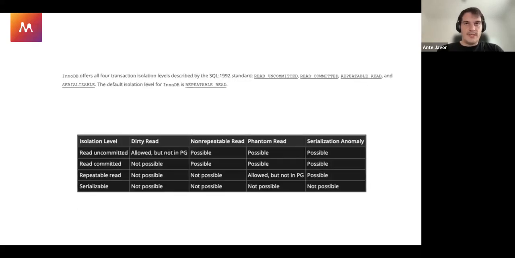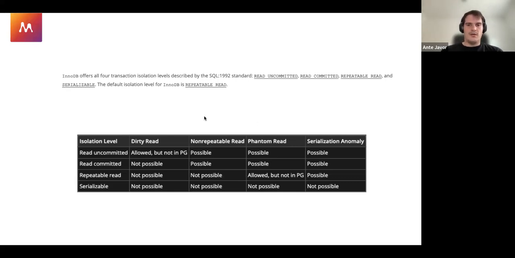Most databases essentially implement the isolation levels mentioned in the paper. For example, the first line here is from the docs of MySQL. InnoDB, which is a storage engine for MySQL, offers all four transaction isolation levels described in the SQL 1992 standard, which are read uncommitted, read committed, repeatable read, and serializable. And the default isolation level for InnoDB is repeatable read, which is a higher isolation level. This is essentially good, but we are going to talk about why this is good.